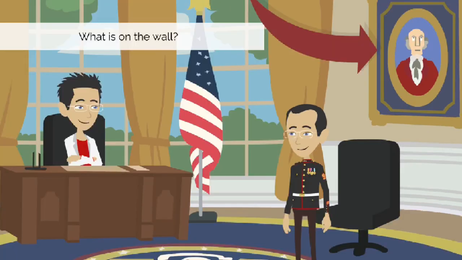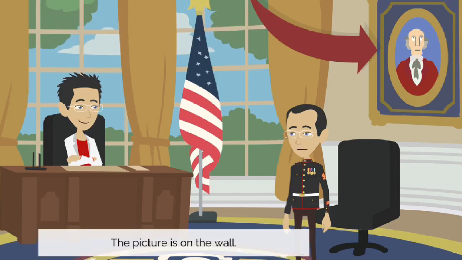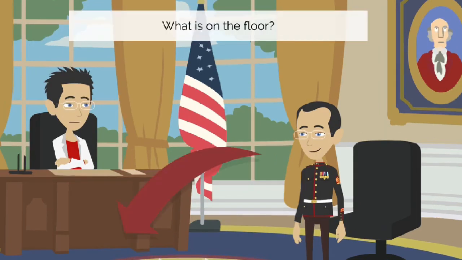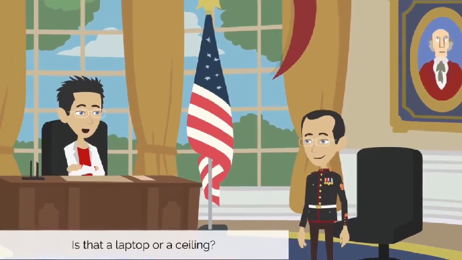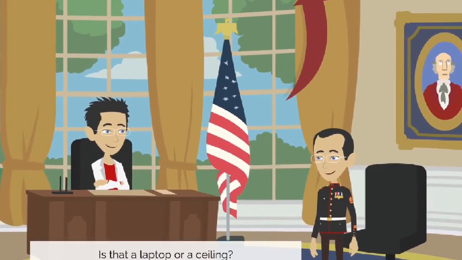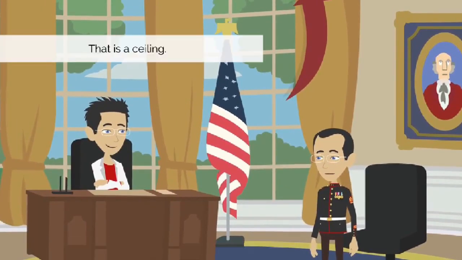What is on the wall? The picture is on the wall. What is on the floor? The table is on the floor. Is that a laptop or a ceiling? That is a ceiling.